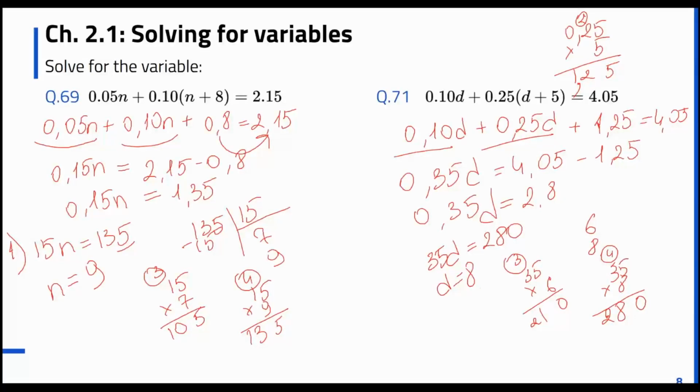Remember that you can do this only if you can see from scratch what number you need to multiply by. Because if you try a lot of numbers, it will waste a lot of time. So you have time to copy the solution.